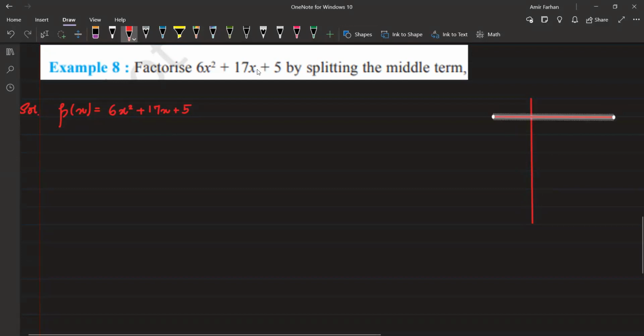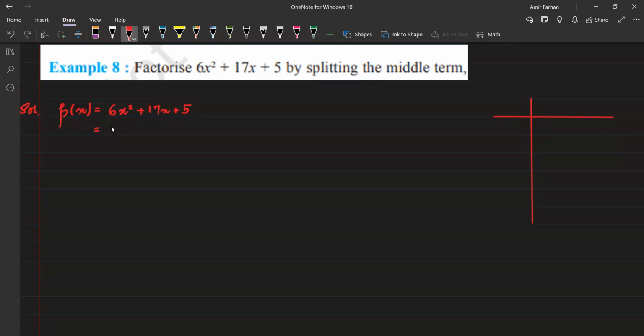So let's do one thing. You can directly see this. Multiply A and C. You will get 30. 5 into 6 is 30. Yes or no, Gianna? Ifra? Yes, 5 into 6 is 30. So it means you have to split this middle term in such a manner that the product of those two terms should be equal to 30, and when you add them up, you should get 17.